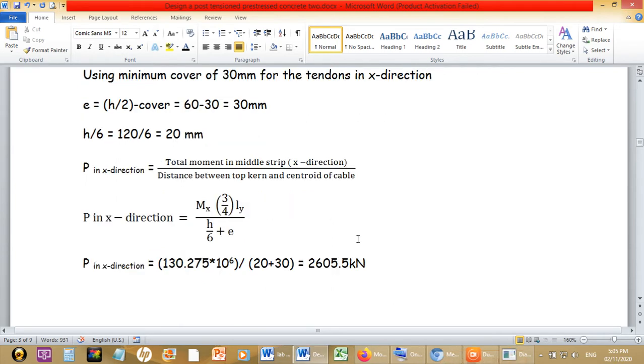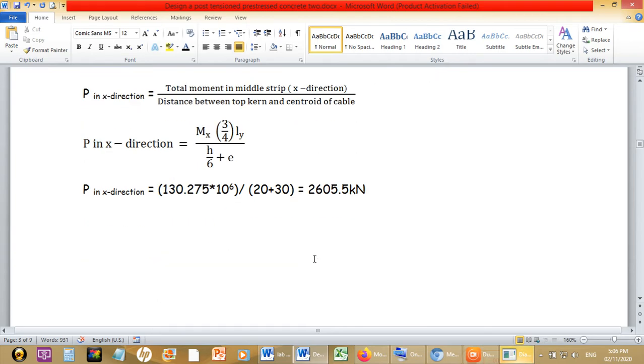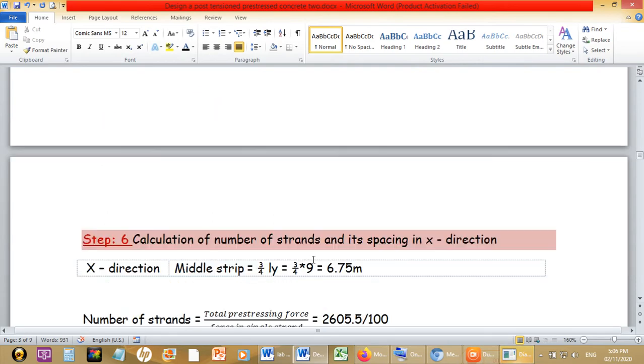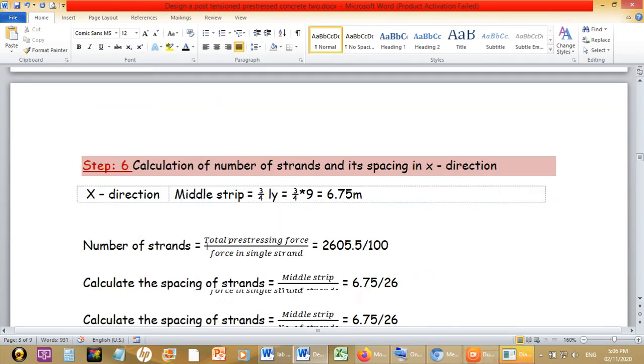But we know that we are going to provide this prestressing force in terms of tendons, because we are going to pull those tendons, and every tendon has its limitations. In the given numerical, whatever tendons are given, they are going to take a load of 100 kilonewton only. So in the next step, step number 6, we are going to calculate the number of strands and their spacing in x direction.